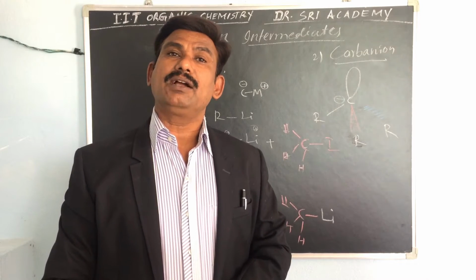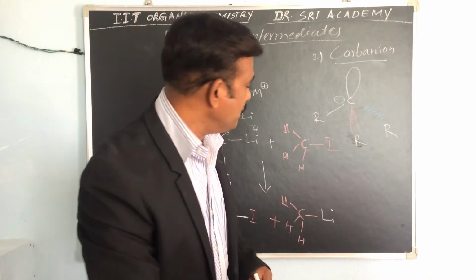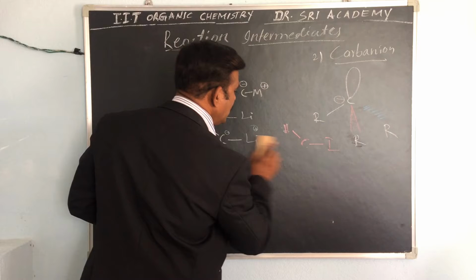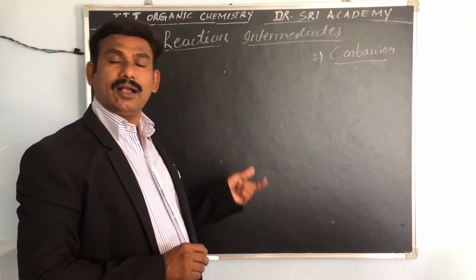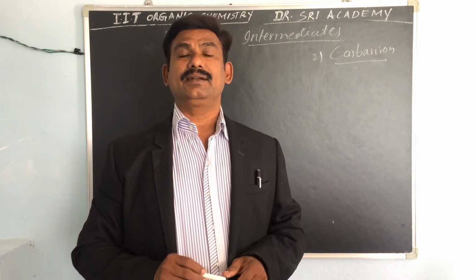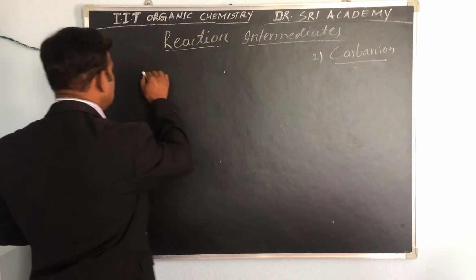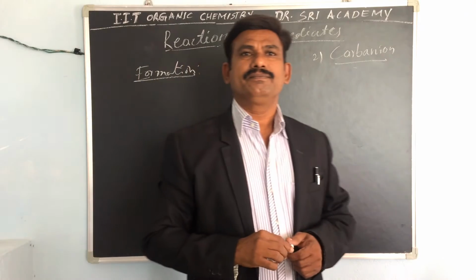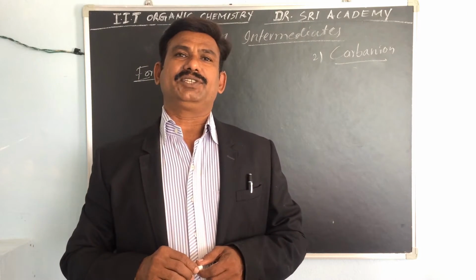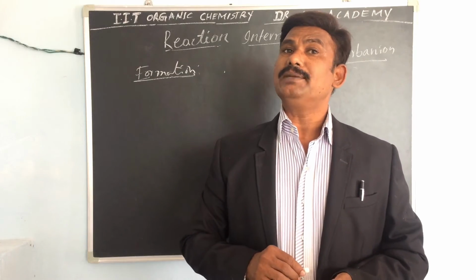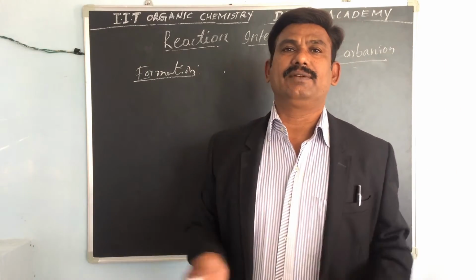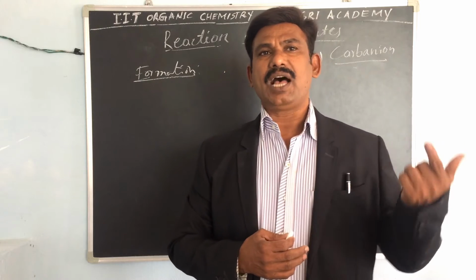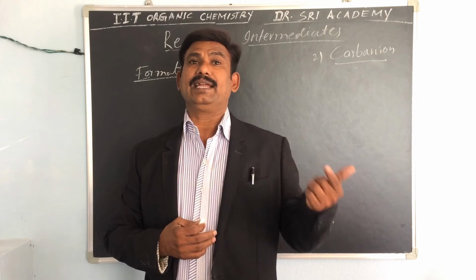Now, how to form the carbanions. The carbanion formation is important. The bond between the metal and carbon. See formation. The heterolytic fission of this covalent bond forms carbanion. Heterolytic fission from compounds such as nitro, cyano, carbonyl groups.